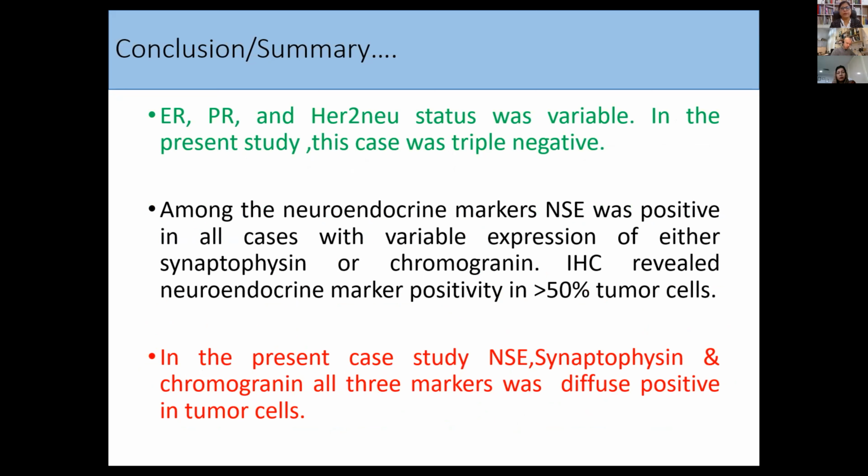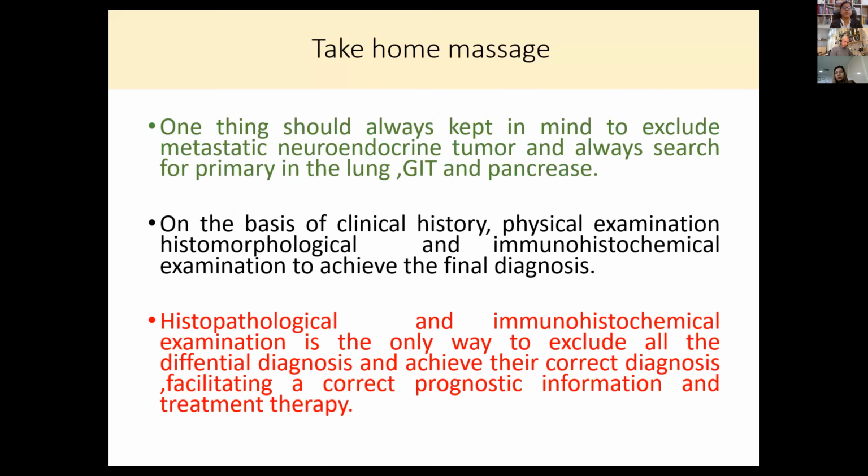Among the neuroendocrine markers, neuron-specific enolase was positive in all cases, with variable expression of either synaptophysin or chromogranin, and immunohistochemistry reveals neuroendocrine marker positivity in more than 50% of the cells. In the present case, neuron-specific enolase, synaptophysin, and chromogranin, all three markers, were diffusely positive in the tumor cells.